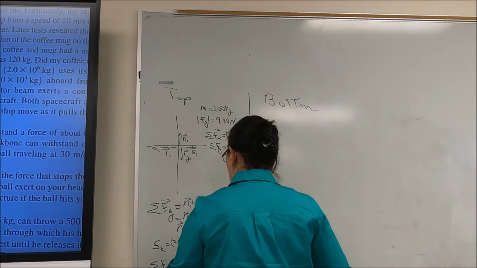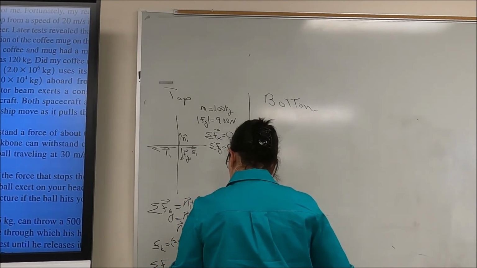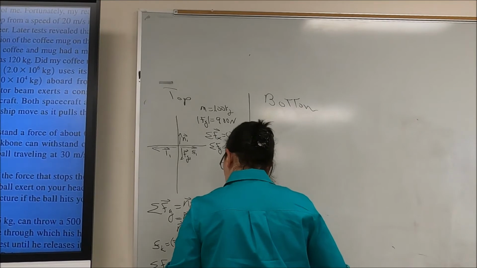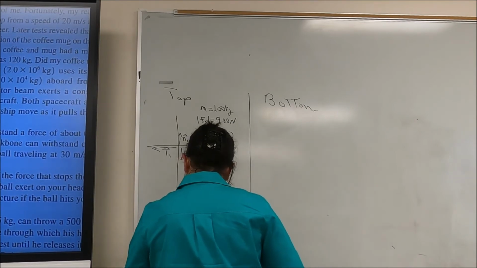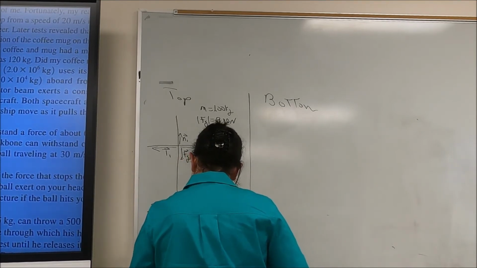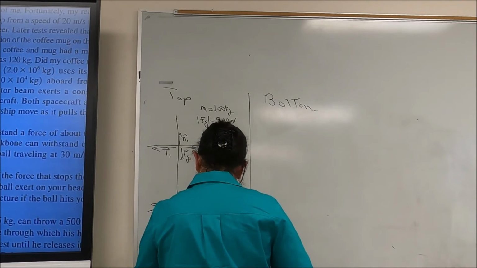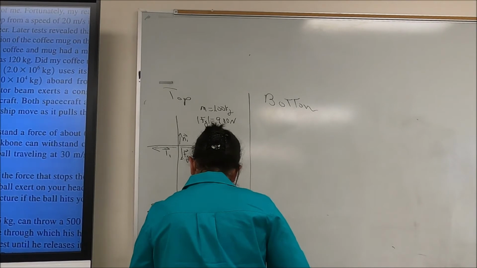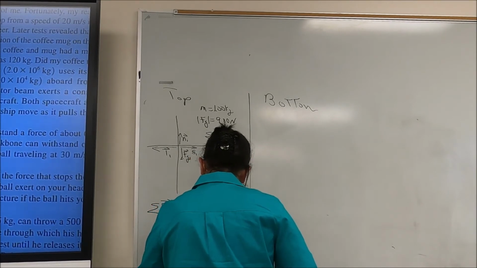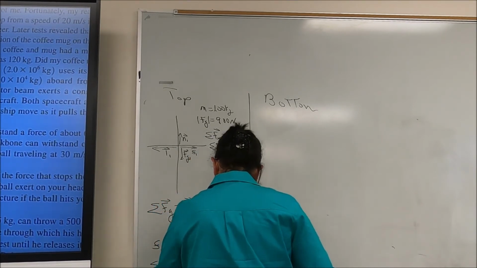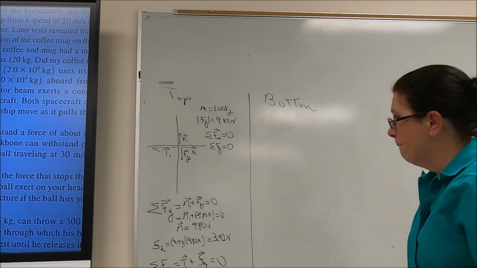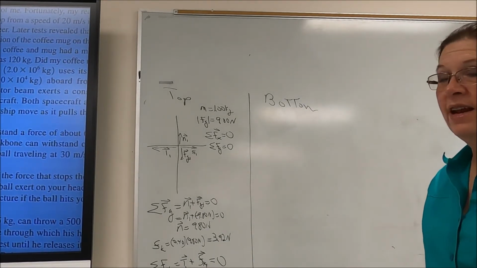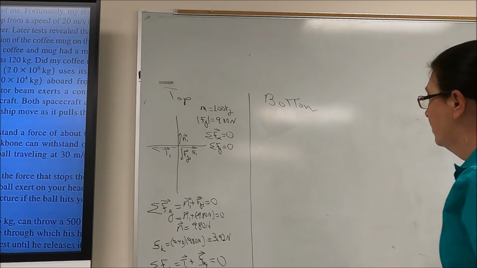So if I look at the sum of the forces in the X direction, I have T1 plus F sub k1 is going to be 0. So T1 plus 3.92 newtons equals 0. So T1 is 3.92 newtons. Okay, so we've got the tension in the top block.